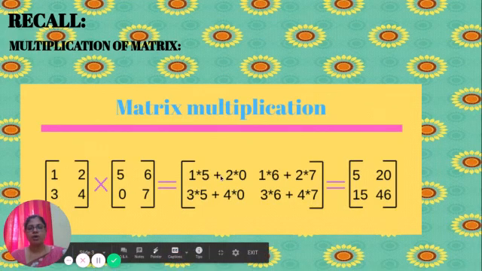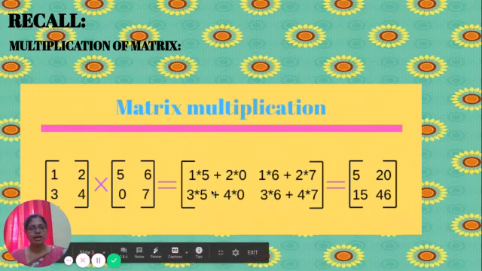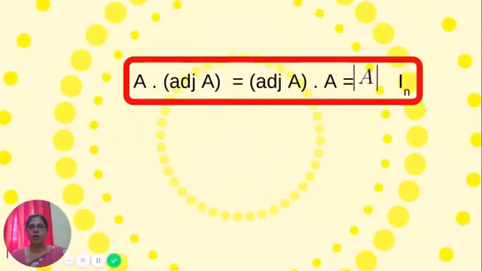To find my A11, I have to multiply the first row with the first column. To find my A12, I have to multiply the first row with the second column. To find my A21, I have to multiply the second row with the first column. And to find my A22, I have to multiply the second row with the second column. After computing, we'll get the answer, which is the multiplication of the 2 matrices. Now we'll see the properties one by one.